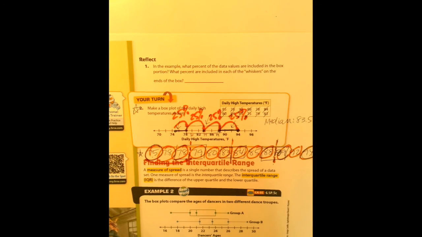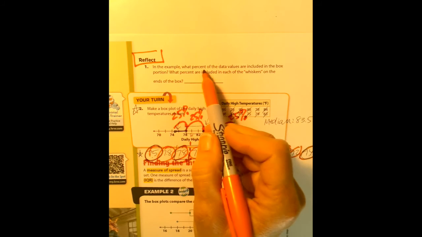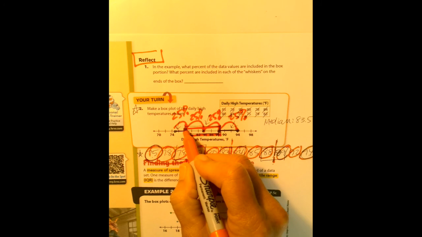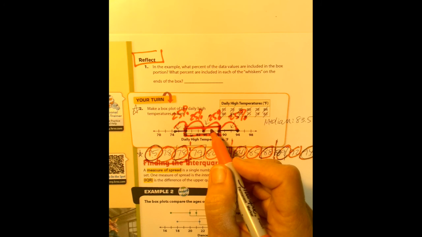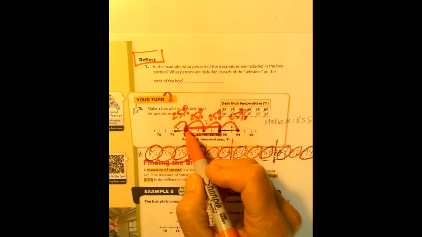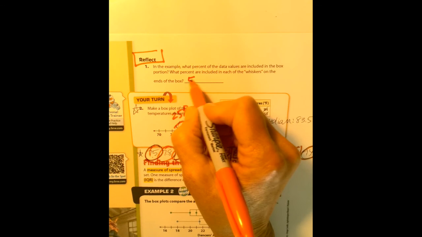So let's go back up to this reflection question above. And it wants to know what percent of the data values are included in the box portion. Well, the box portion is this, right? That's the box of Box and Whiskers. And you can see there are 2 25s there. So 50% of the data values fall within that box. And then what percent are included in the whiskers? 25% here and 25% here.